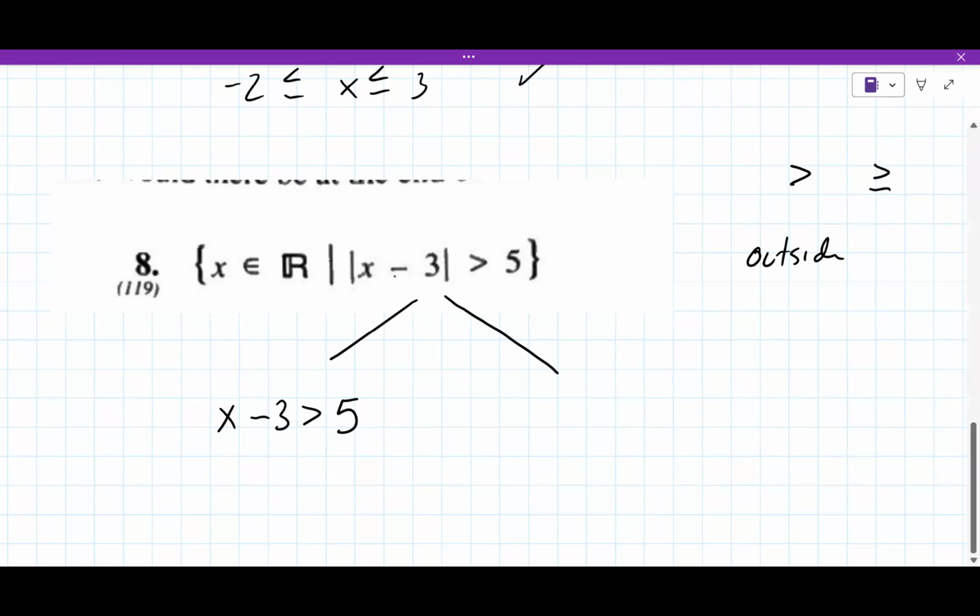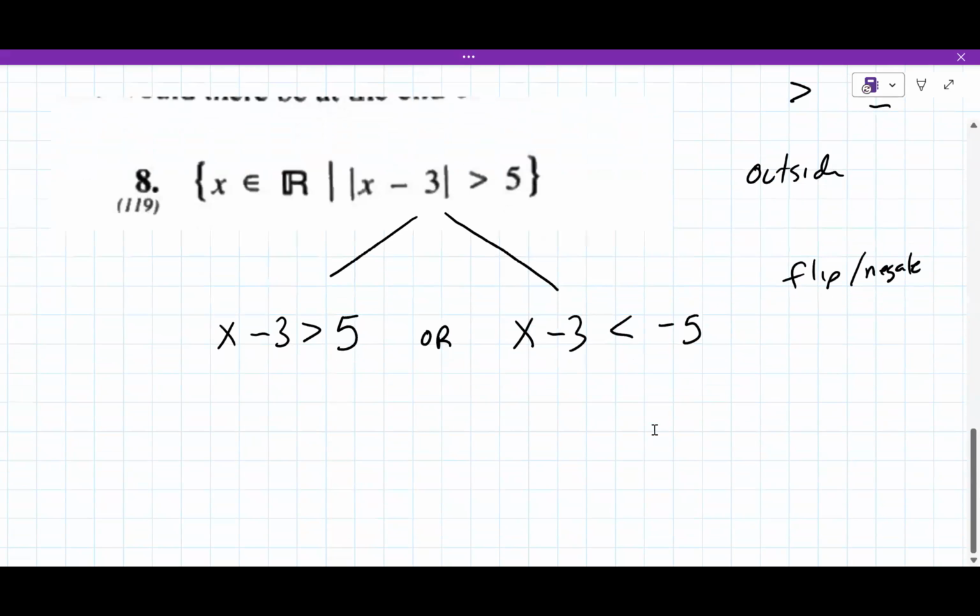Then you rewrite the left side. With the right, you flip the inequality and negate it. And there is now an or between them. Or is good. Or means one could be true, the other could be true, they could both be true.